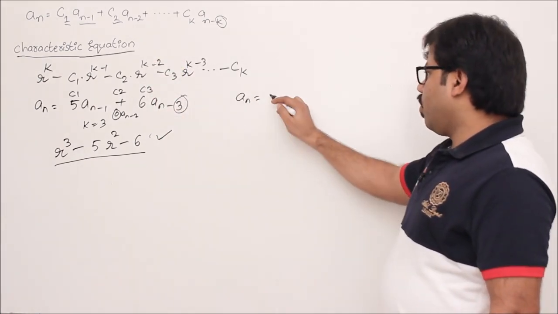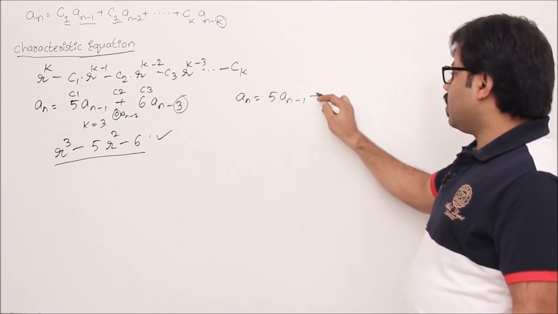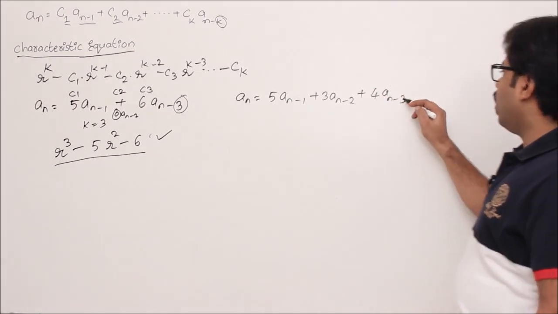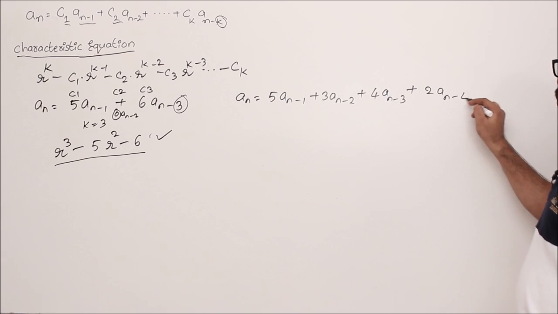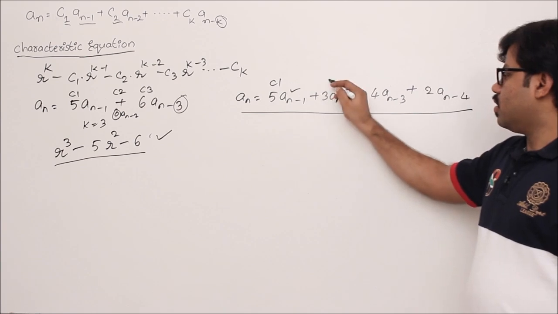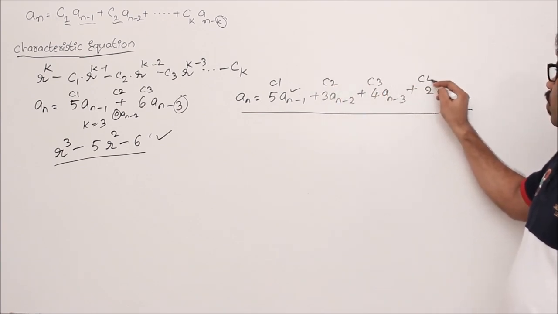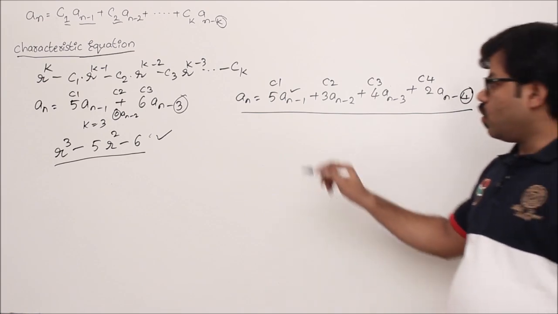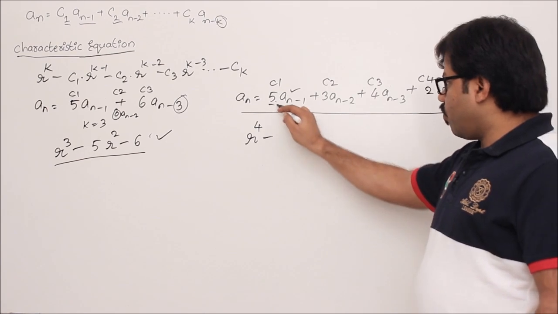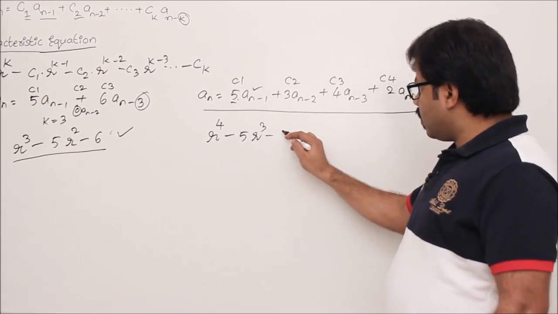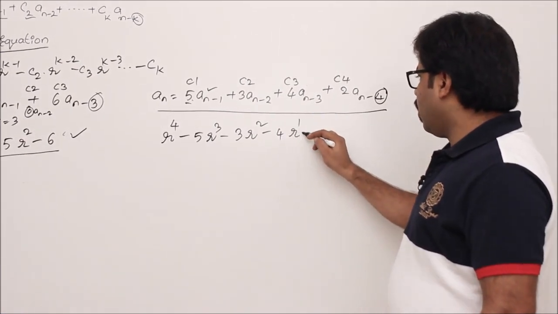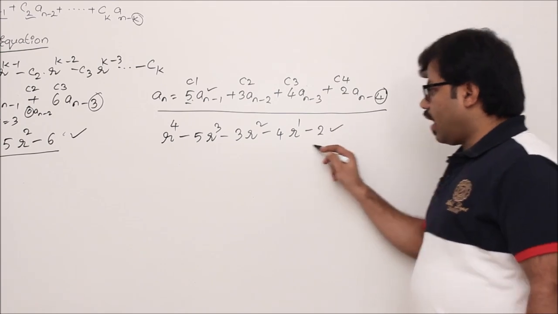a_n equal to, let's say, 5 into a_{n-1} plus 3 into a_{n-2} plus, let's say, 4 into a_{n-3} plus 2 into a_{n-4}. For that, what is the characteristic equation? So we have all the terms, correct? Then this is c1, this is c2, this is c3, this is c4. So the order here is 4. So r power k, r^4 minus c1, constant 1, 5 into r cube minus 3 into r square minus 4 into r power 1 minus 2 is the characteristic equation.